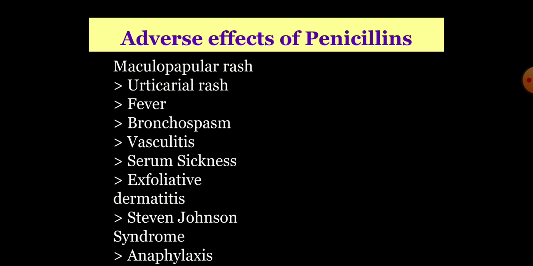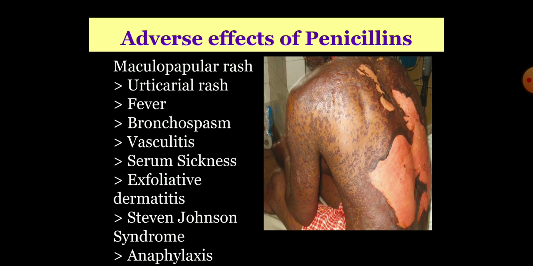Other kinds of adverse drug reactions which can be seen with penicillins are maculopapular rash, urticarial rash, fever. Toxic epidermal necrolysis, maybe Stevens-Johnson syndrome, maybe an overlap of Stevens-Johnson syndrome and toxic epidermal necrolysis, anaphylaxis, which I have mentioned before, exfoliative dermatitis. So all these reactions are not very common, rather they can be seen with penicillin-like drugs.